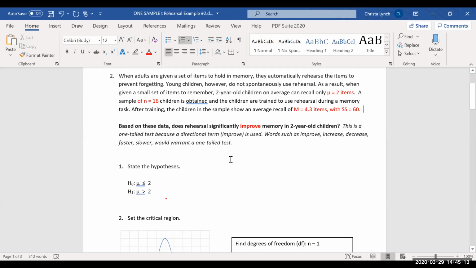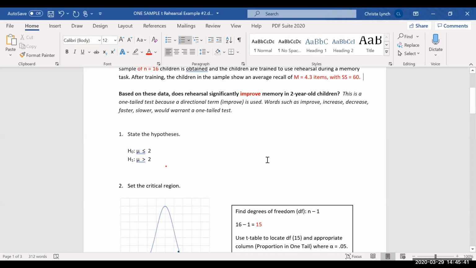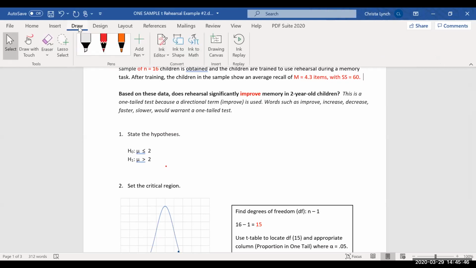So based on these data, does rehearsal significantly improve memory in 2-year-old children? This is a one-tailed test because a directional term, improve, is used. So words such as improve, increase, decrease, faster, slower, all of those would warrant a one-tailed test. You're going one way or another. So your first step is to state the hypotheses.